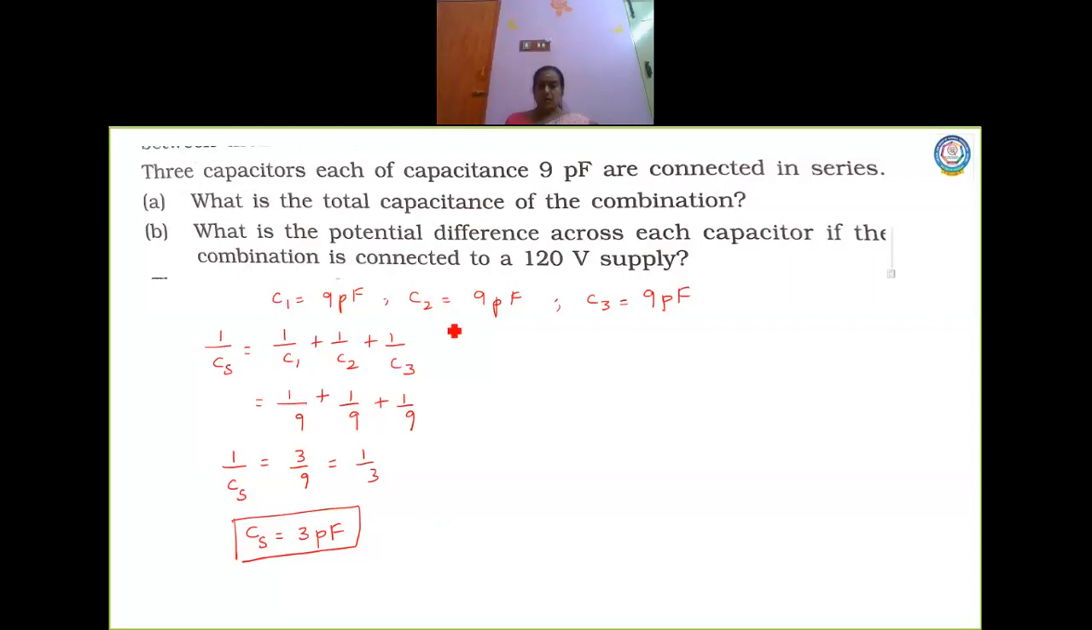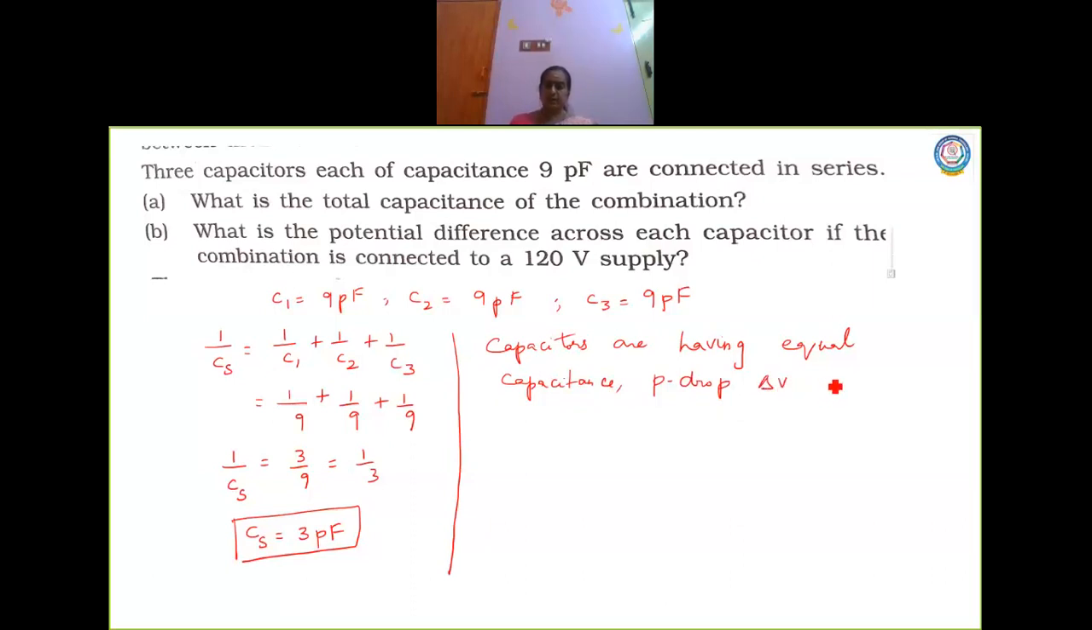So the capacitors are having equal capacitance, right? Equal capacitance. What about potential drop? Potential drop, which is taken as del V, also would be same.